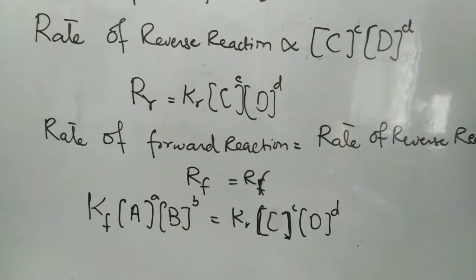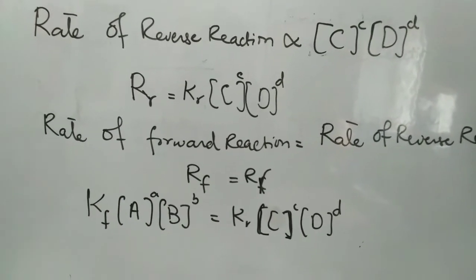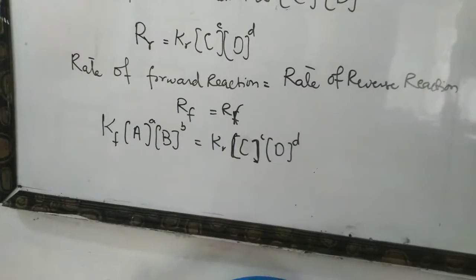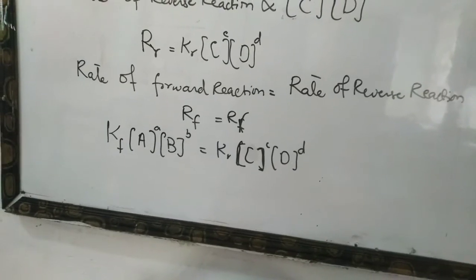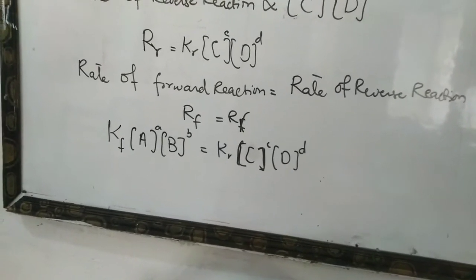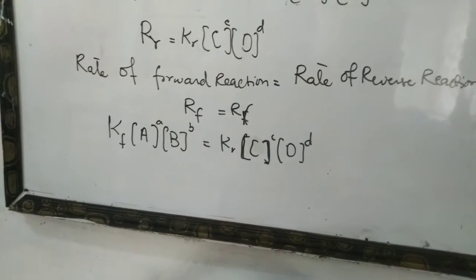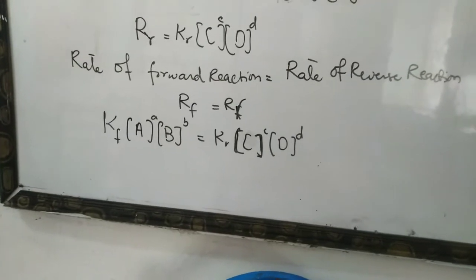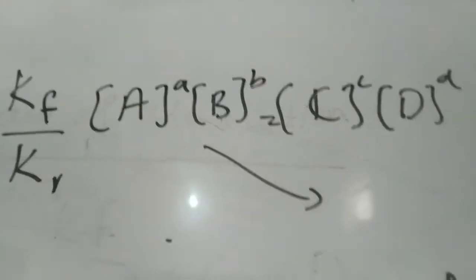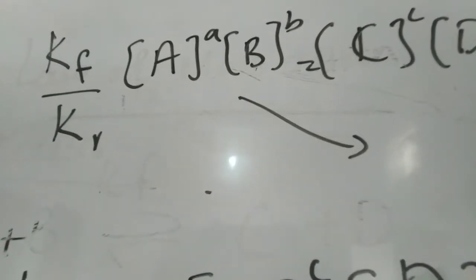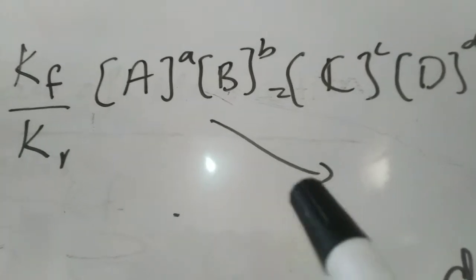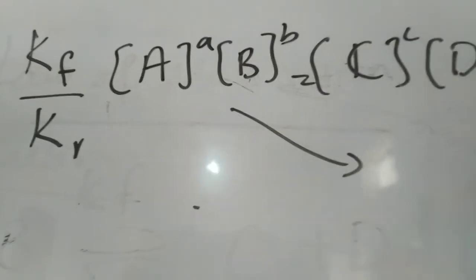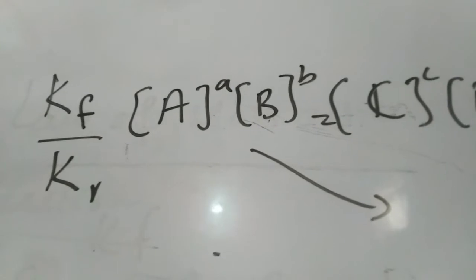According to mathematics, now we are separating the constants and the active masses. Kf times the active masses of the reactants A and B is equal to Kr times C and D. After that, we will do a mathematical operation: we will separate the constants on one side and the active masses on the other side. You can see Kf over Kr. If I take Kr from this side to the other side, since Kr was multiplying there, here it will be divided.